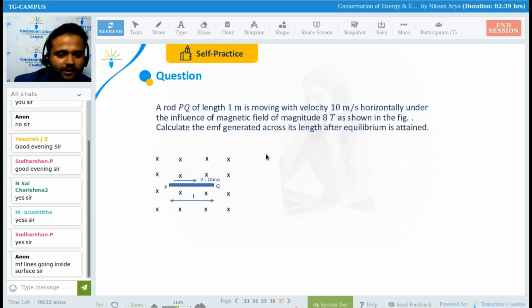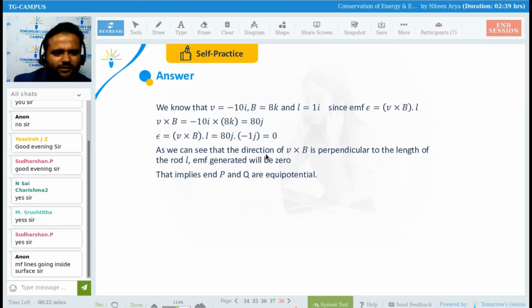Good. The same way we have this. A rod PQ of length 1 meter is moving with velocity this horizontally under the influence of magnetic field of magnitude this. Again, it is in the K direction. Calculate the EMF generated across the length after the equilibrium is attained. Same thing. So that implies P and Q are equipotential, and we can see that V cross B is perpendicular to the length of the rod L. EMF generated is 0. Simple.